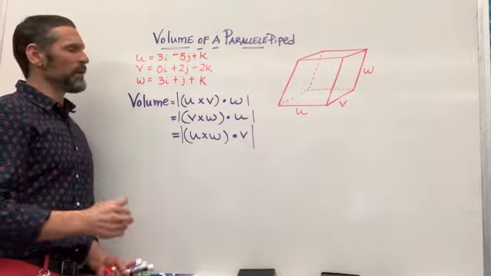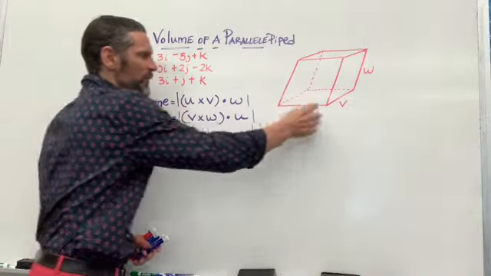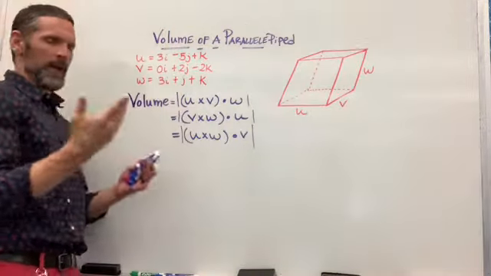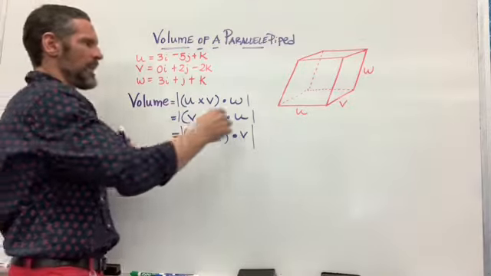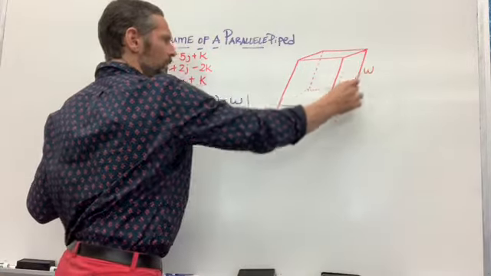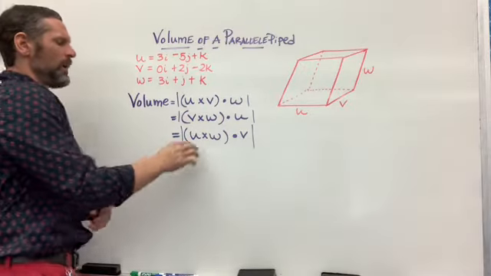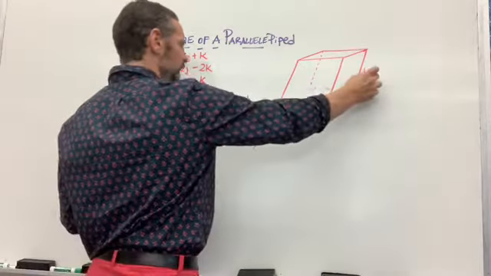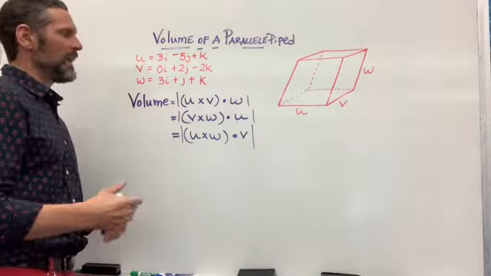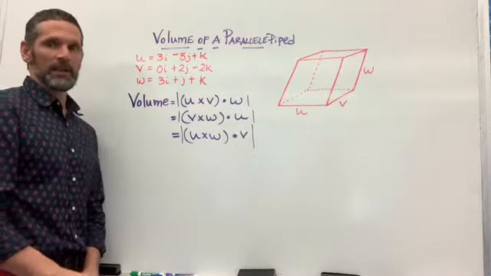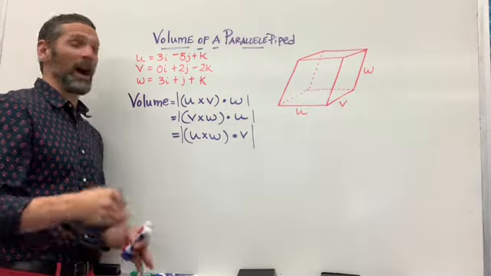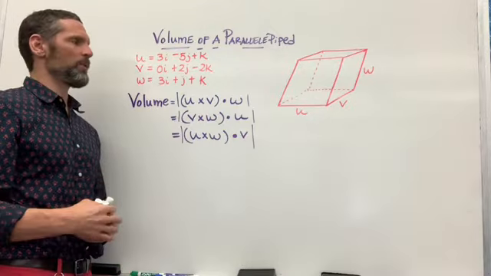No matter what I do, if I do U cross V and then dot it with W, absolute value, or if I take V cross W and then dot that answer with U, or if I take U cross W and then dot it with V, and then take the absolute value at the end to make sure my answer is positive, it doesn't matter. I'll end up with the volume of the parallelepiped.